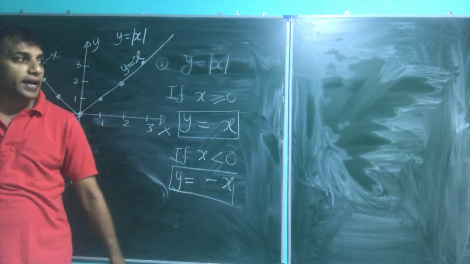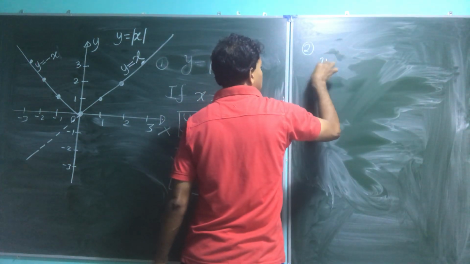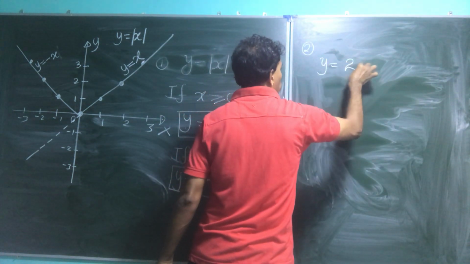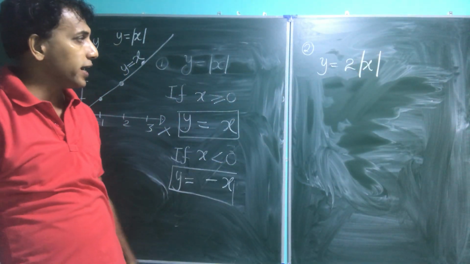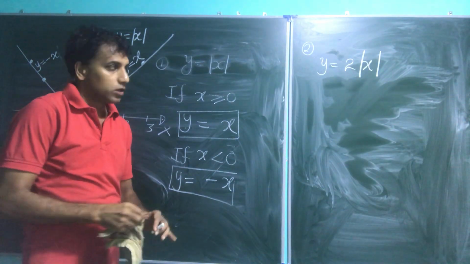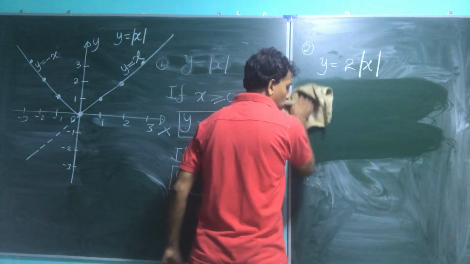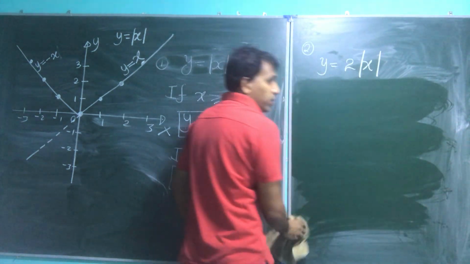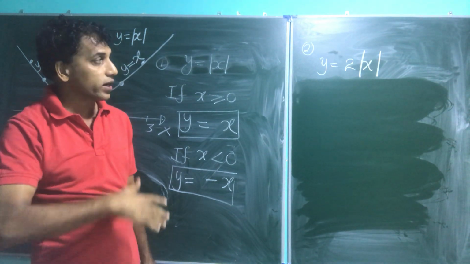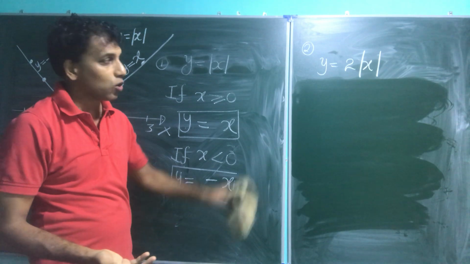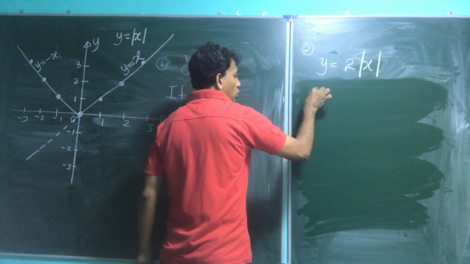So next I will show you another example, right? Number 2, y equal 2 times mod x, like that. So start to draw. Before drawing the graph, you have to complete it by using the definition, how the shape of the graph, how the straight line becomes. It's all a straight line graph, right? So always follow the definition.